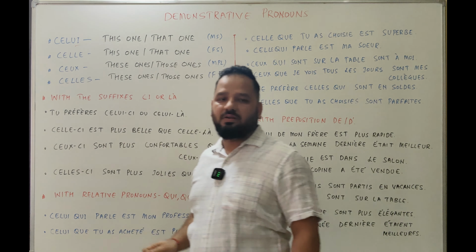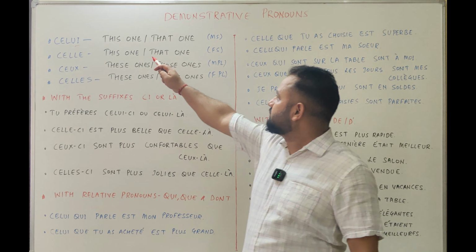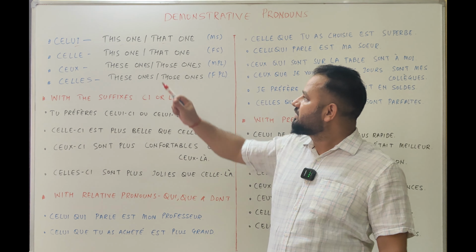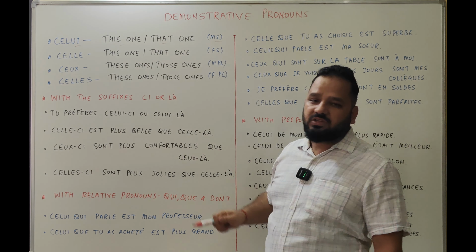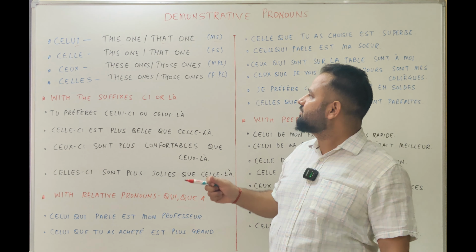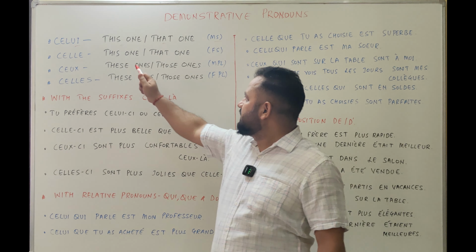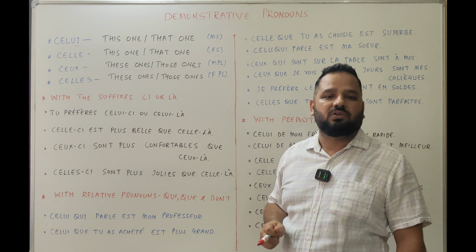First one, celui. Celui, this one or that one. We are using it for masculine singular. Celle is also this one, that one, but we are using it for feminine singular.